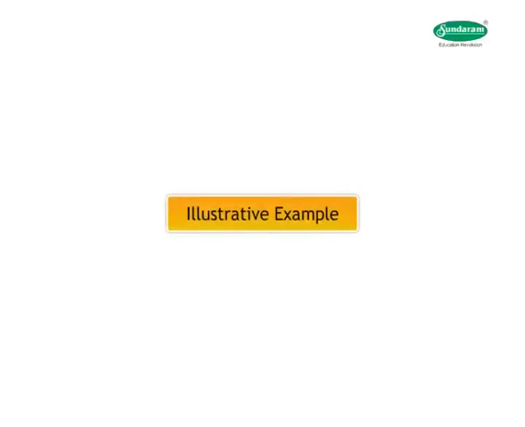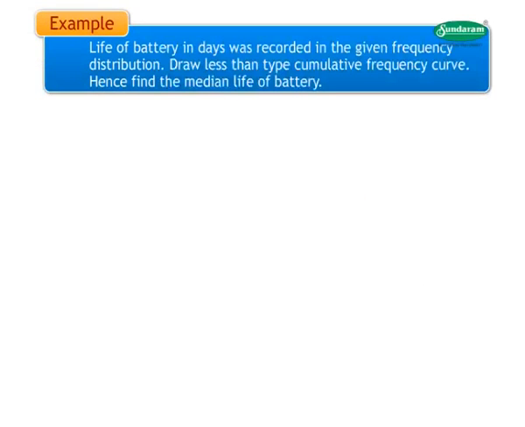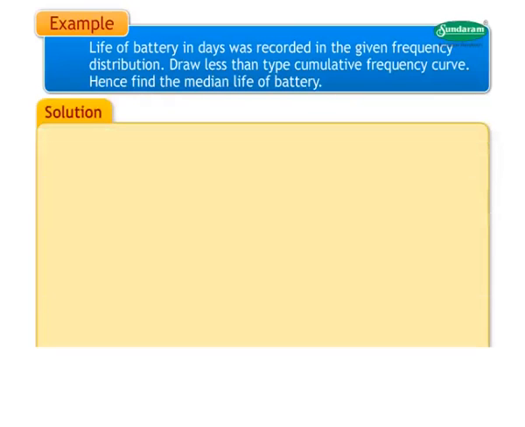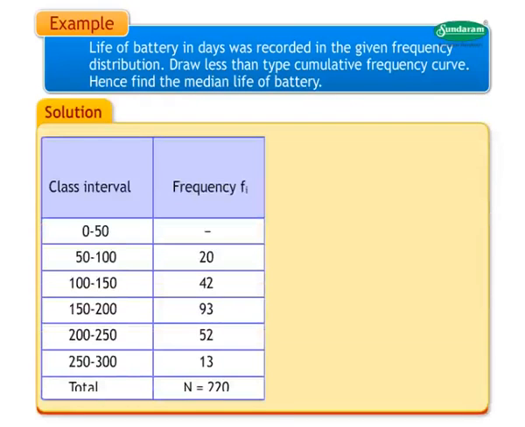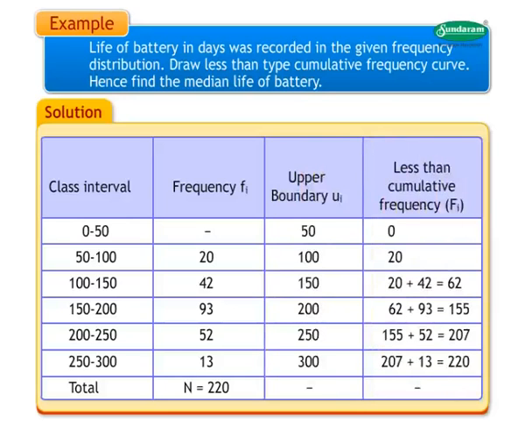Let's look at an illustrative example which explains how to draw an Ogive curve. Example: the life of batteries in days was recorded in the given frequency distribution. Draw the less than type cumulative frequency curve. Hence, find the median life of the battery. Solution. Let's start with the procedure. First, we add up the class frequencies from top to bottom. To draw the less than type cumulative frequency curve, we prepare the table mentioning the upper boundary of the class intervals and less than cumulative frequency.